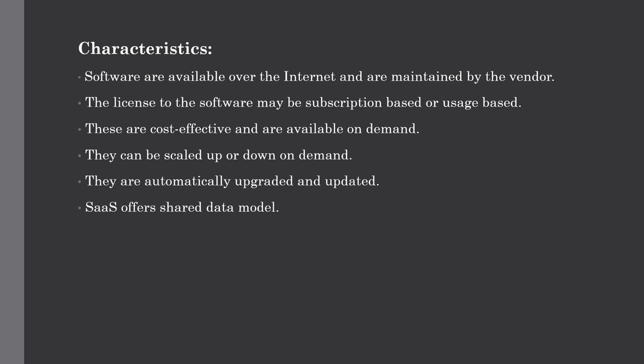The next one is, they are automatically upgraded and updated. You don't have to worry about the latest updates, as the cloud vendors will take care. You just need to pay some fees for opting for automatic updates on your applications. The next one is SaaS offers a shared data model. Therefore, multiple users can share a single instance of the infrastructure, so it is not required to hard code the functionality of individual users. And the last one is, all users run the same version of the software. These are all the characteristics of the software as a service model.